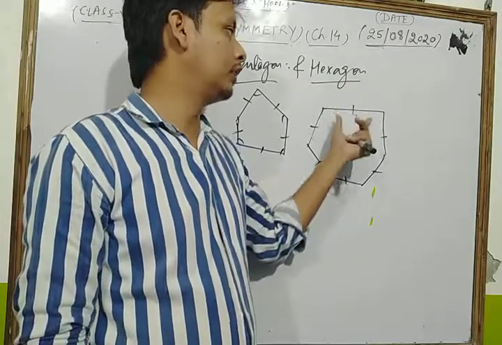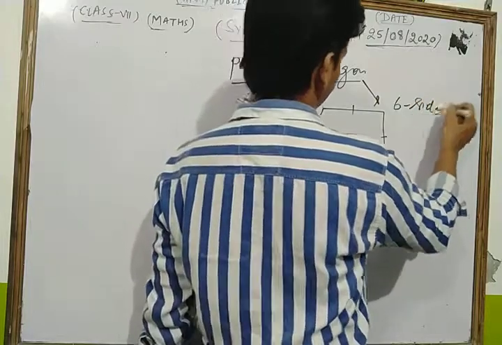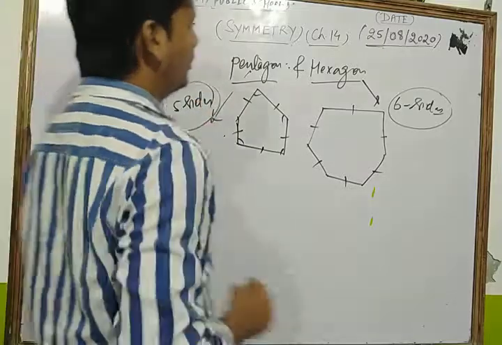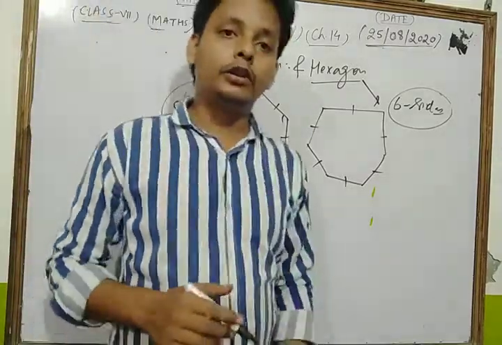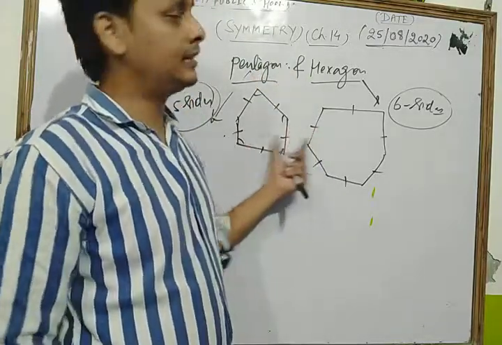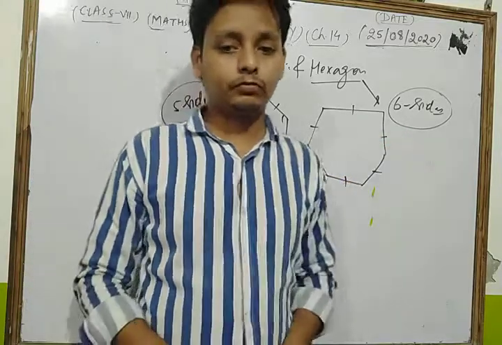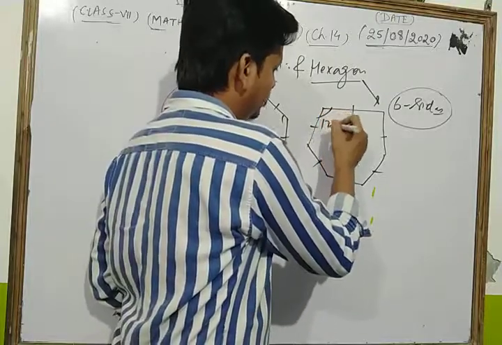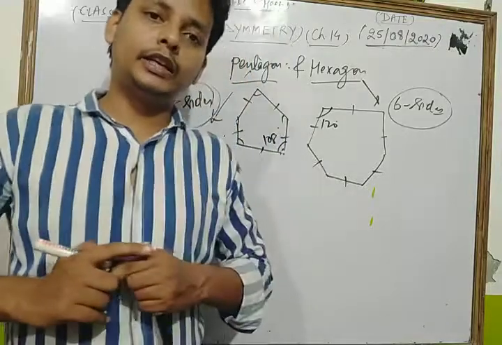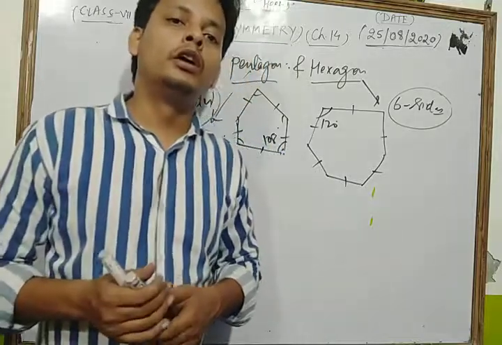It is an example of a regular polygon because all of its sides are equal. Hexagon has 6 sides, and pentagon has 5 sides, and both are regular polygons. This is an example of a regular polygon of 5 sides, and this is an example of a regular polygon of 6 sides. Each angle of the hexagon measures 120 degrees and here 108 degrees. Since all sides are equal, the hexagon is also an example of a regular polygon.